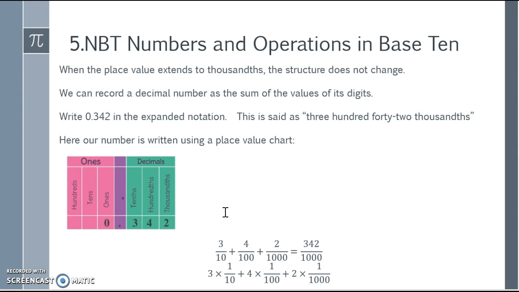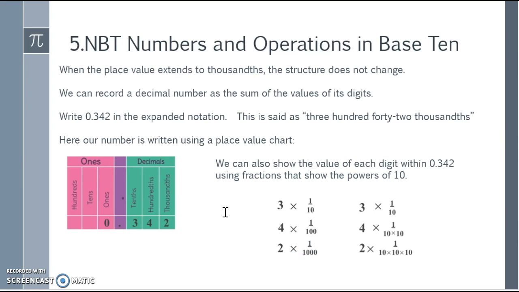We can extend this into the units by taking 3 copies of 1 tenth plus 4 copies of 1 hundredth plus 2 copies of 1 thousandth. We can also show the value of each digit within 342 thousandths using fractions that show the powers of 10. So notice 100 is the same as 10 times 10, and 1,000 is the same as 10 times 10 times 10.